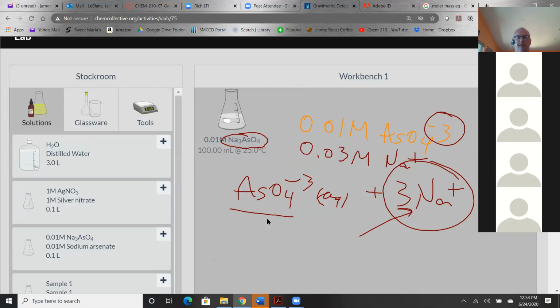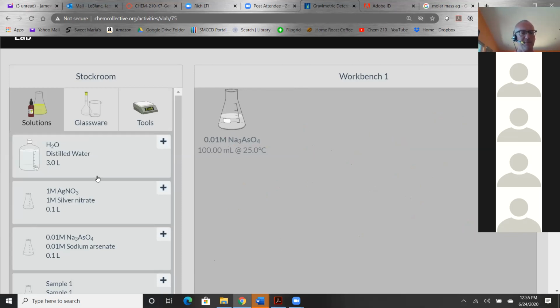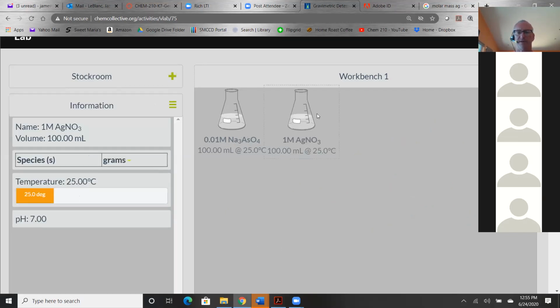Okay, thank you. All right, so we're going to have different concentrations of sodium and arsenate. Just be aware of that, because it will be involved when we do our calculations later. So the next thing we want is the silver nitrate. So here's our solution of silver nitrate.